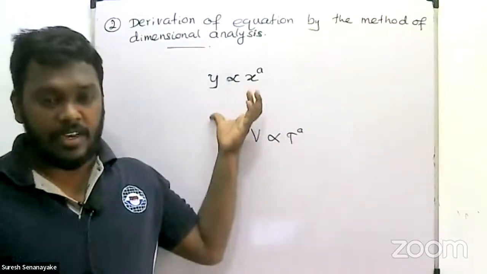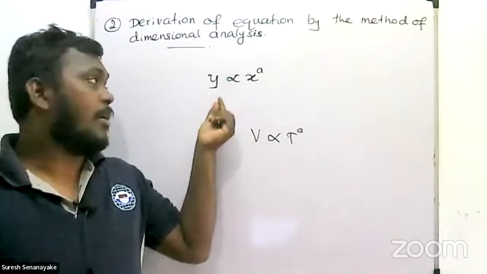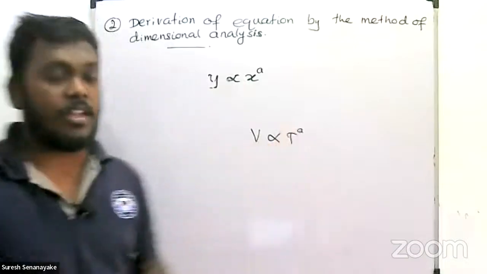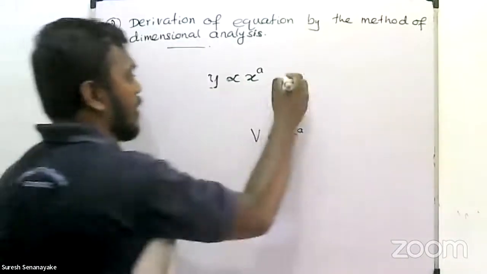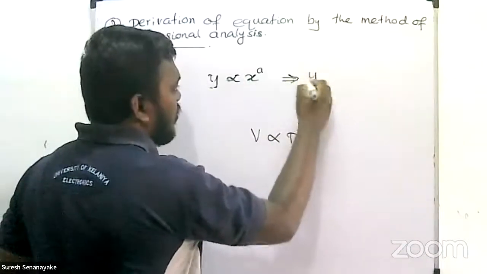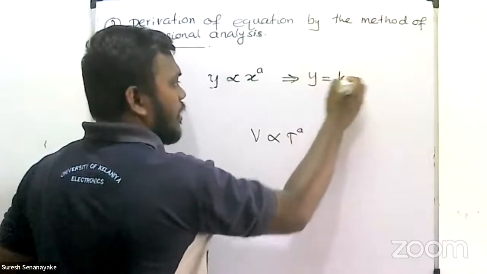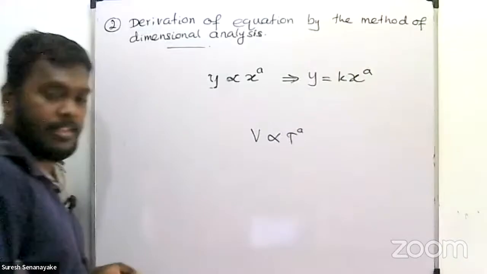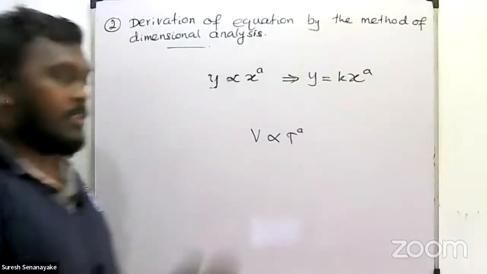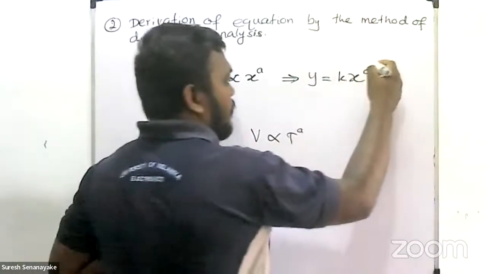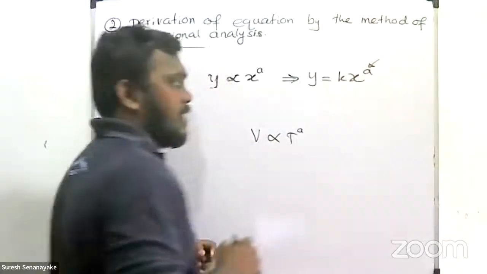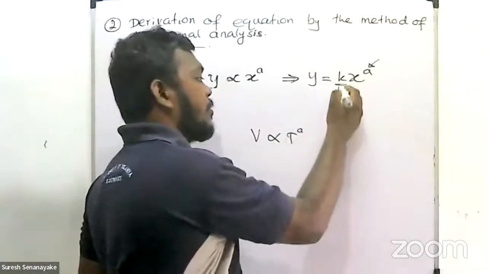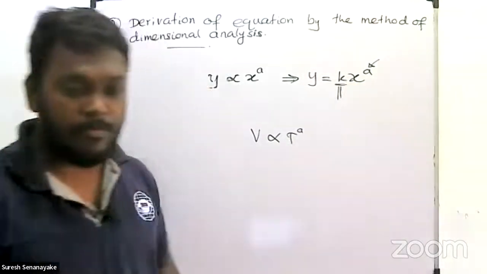We can get only the relationship, but we can't say anything about the proportionality constant, because it's a proportion. When there is a proportion, you can convert it to an equation using a constant, so we introduce the proportionality constant there. In dimensional analysis, we can find what the power a should be, but we can't find this k, the proportionality constant.